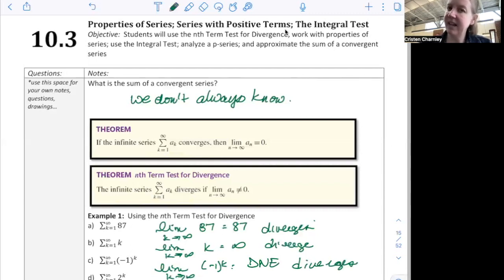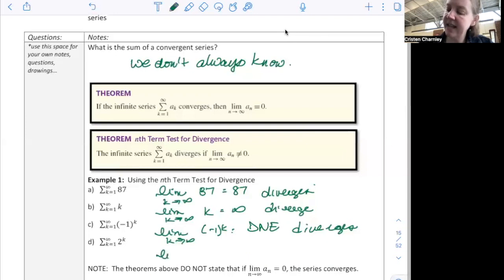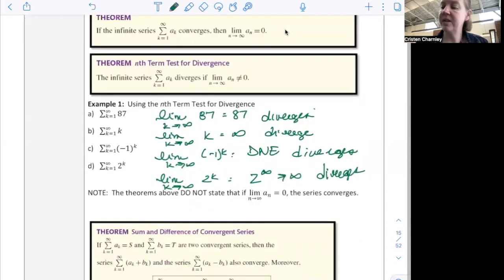There is no limit, so therefore I know it diverges. I can prove it diverges. I can't prove that it converges. And finally, letter D, the limit as k approaches infinity of 2^k would be 2 to the infinity, which we know is infinity. That also diverges. So none of those give me a limit of 0. Not that 0 would tell us anything anyway, but because they're non-zero or they don't exist, I know that they diverge. And again, I just want to reiterate this point. The theorems above do not state that if the limit as n approaches infinity is equal to 0, the series converges. Not enough information to prove.